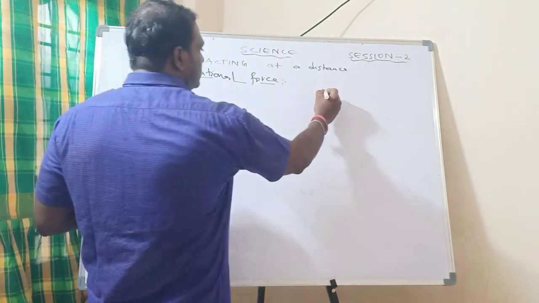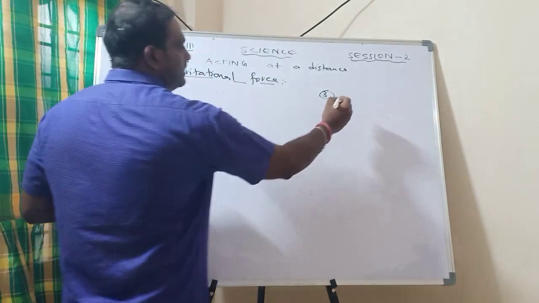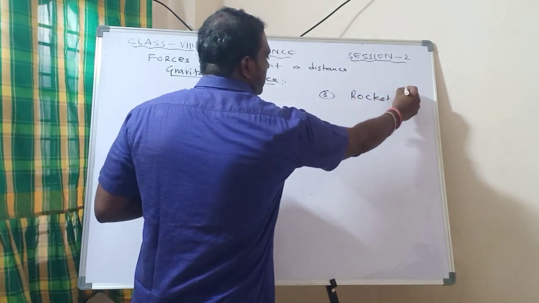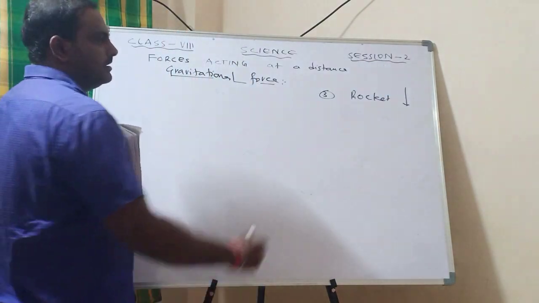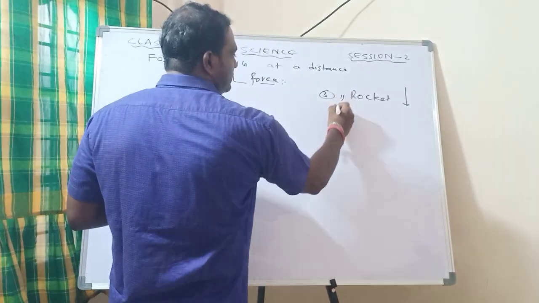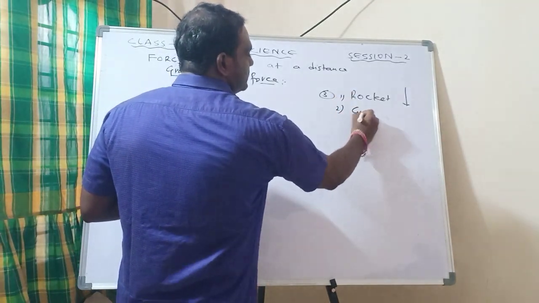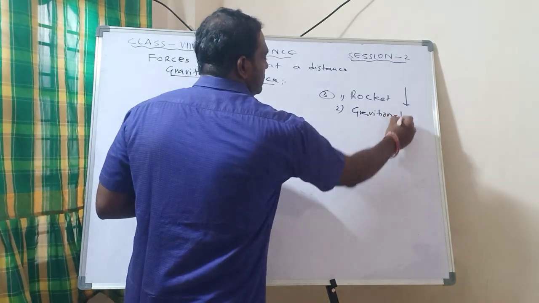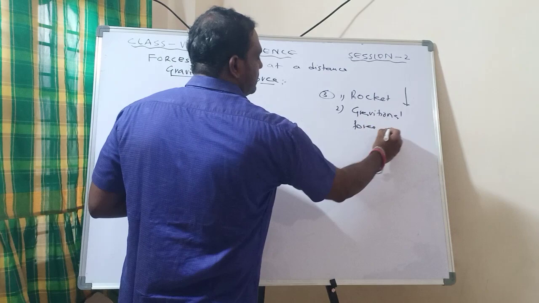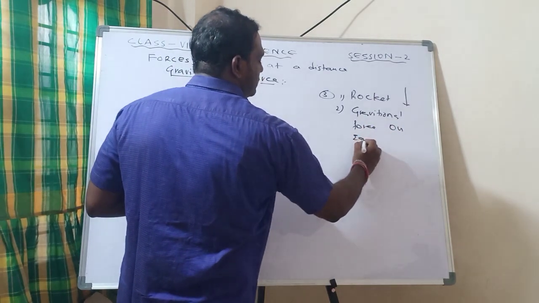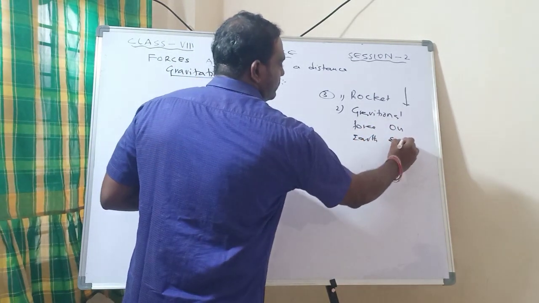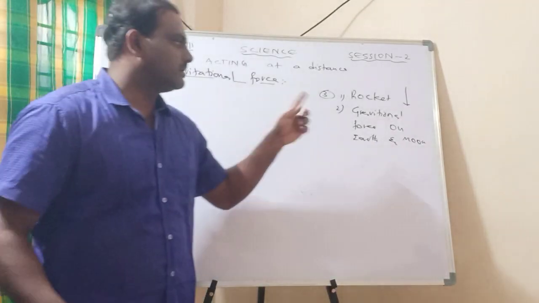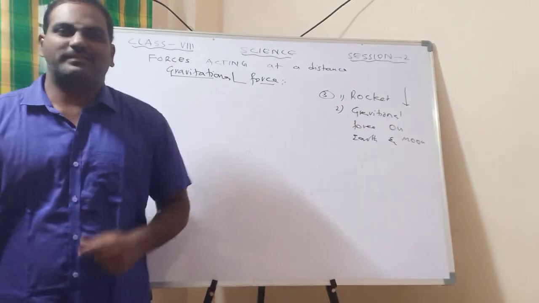Three interesting questions for you. First question: why will a rocket not fall? This is the first question. Second question is about gravitational force. Gravitational force on earth and the moon, what is the difference? Gravitational force on earth and the moon, what is this difference? You have to check it.